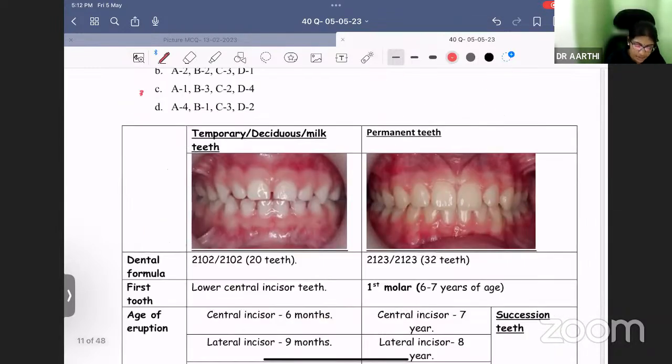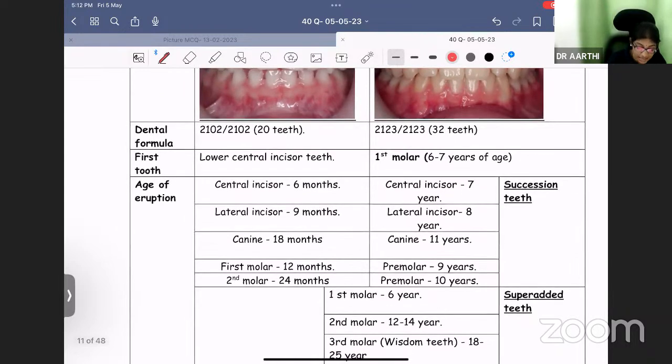Mixed dentition is 6 to 12, when you have both permanent and temporary teeth. The other two marks that can be expected are these. The first temporary tooth that erupts is the central incisor. That we will remember, right? Children have the central incisor first. So the central incisor becomes the first temporary tooth, and the first molar becomes the first permanent tooth.